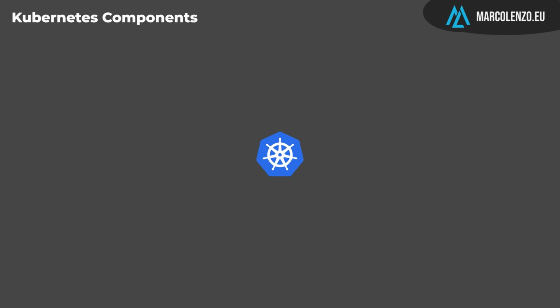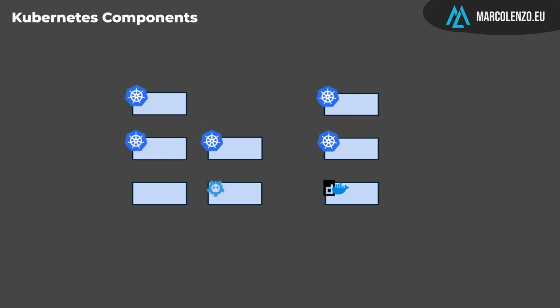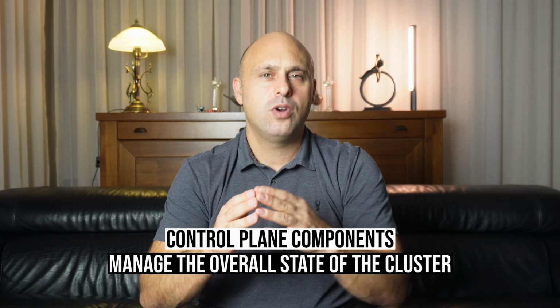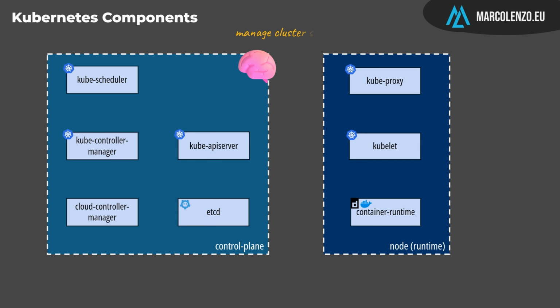Good. Now that we know why Kubernetes is so successful, let's see the architecture behind it. Kubernetes is not a single deployable, but it's a set of specialized components that are deployed across one or more nodes. There are two types of components: control plane and runtime. Control plane components manage the overall state of the cluster. They act as the brain of Kubernetes, where all the decision-making happens. These components are usually deployed on a subset of nodes within the cluster.